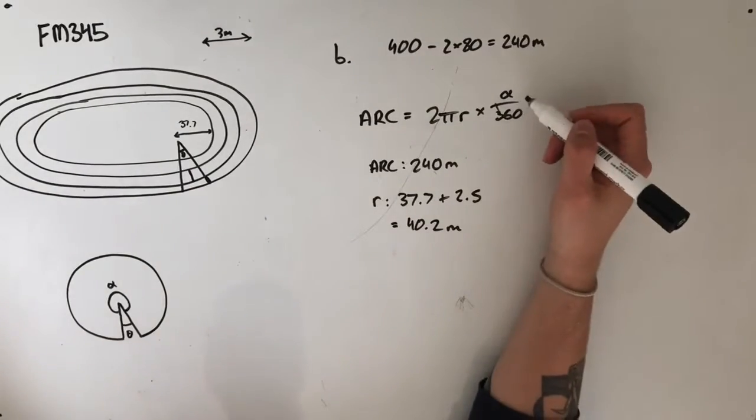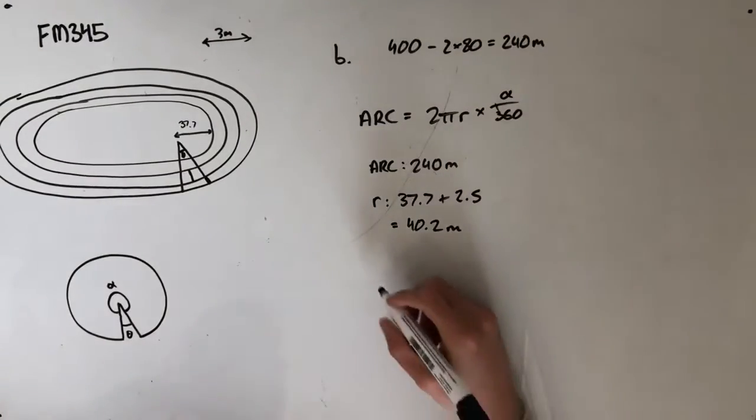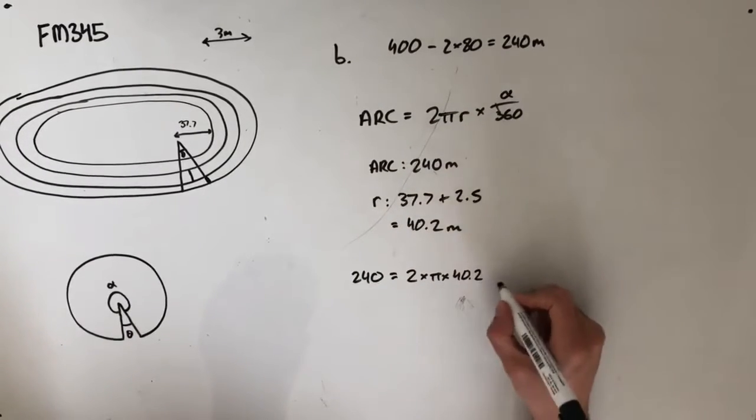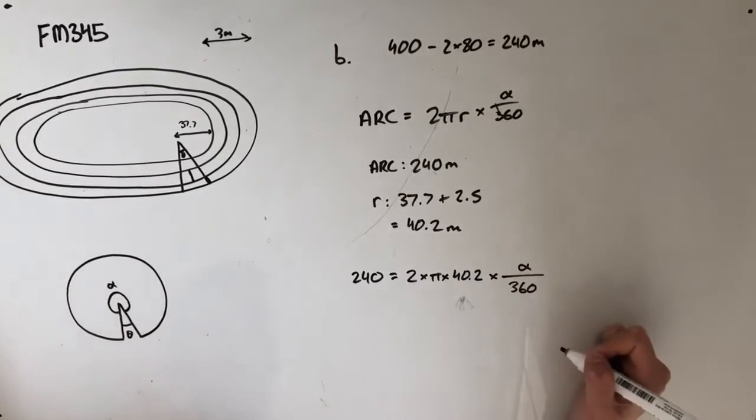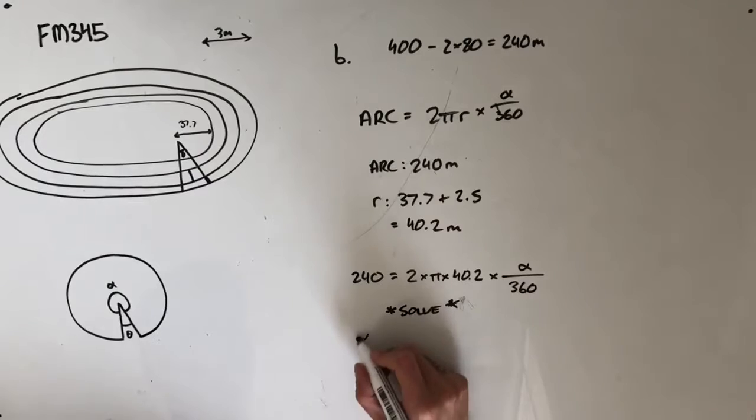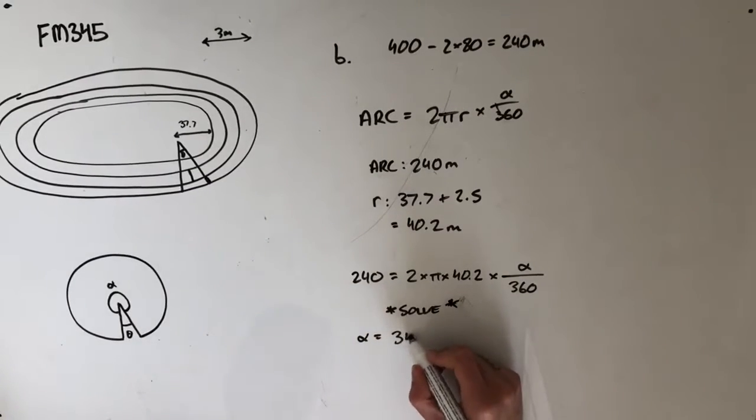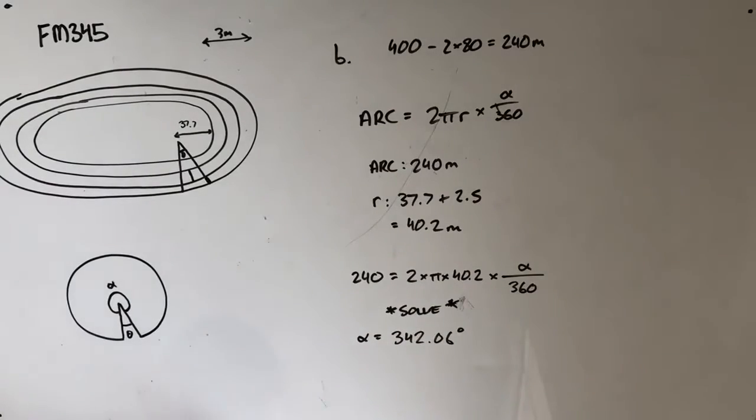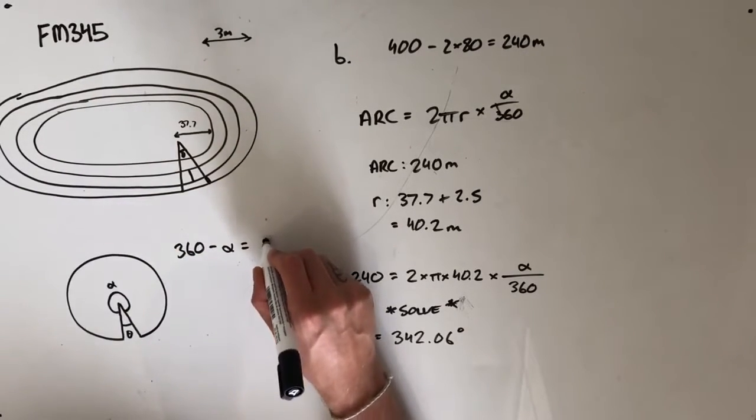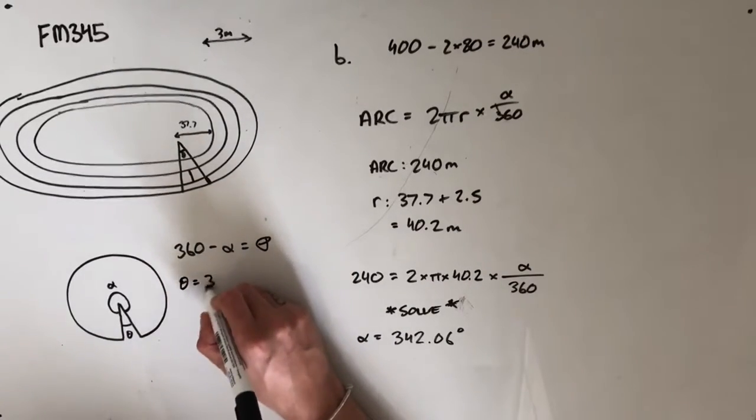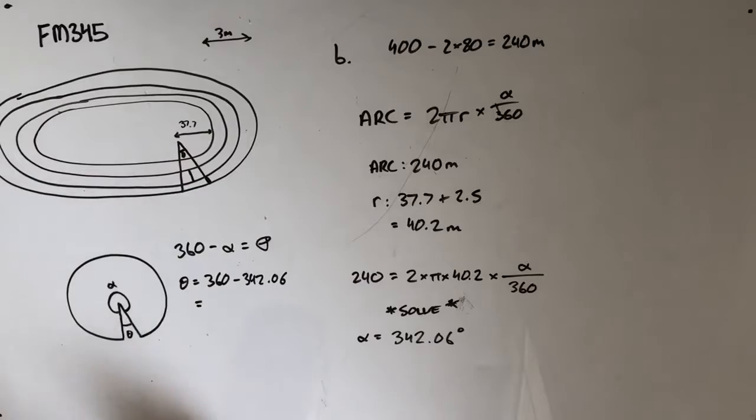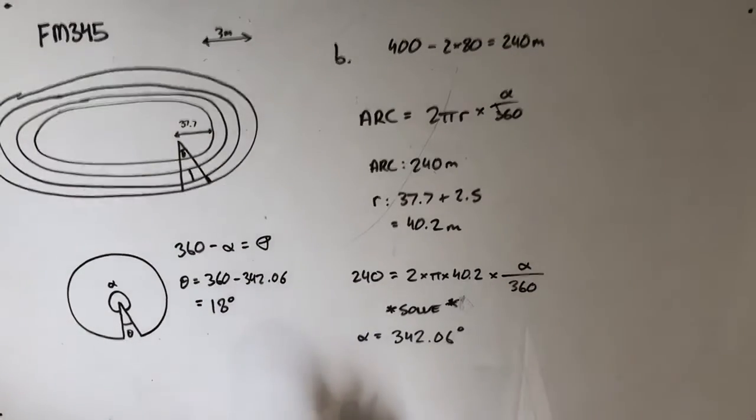Putting this all back into our original formula up here, we should get the equation 240 is equal to 2 times pi times 40.2 times alpha over 360. At this point, solve is a good idea, and you're going to solve for this value of alpha. Alpha should come back as being 342.06 degrees when we round it to 2 decimal places. From here, like we said before, 360 minus alpha should equal theta. So theta equals 360 minus 342.06, which means theta, when rounded to the nearest whole degree, should be equal to 18 degrees.